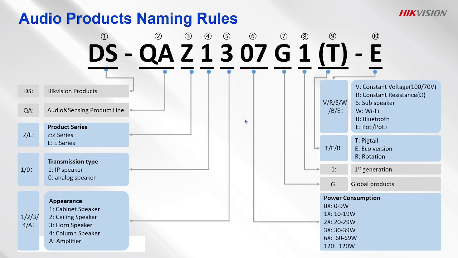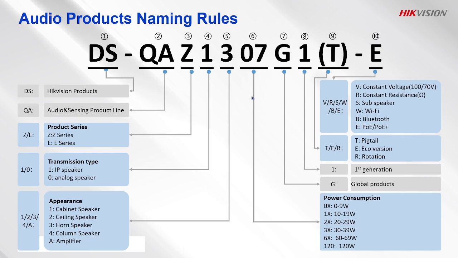Now, the naming rule. We start with DH for HIKVISION products. Then we have QA for the audio sensing product line. Then we have the series. Then we have the transmission type, IP or analog. Then we have the appearance: cabinet speakers, wall mount, ceiling, column.